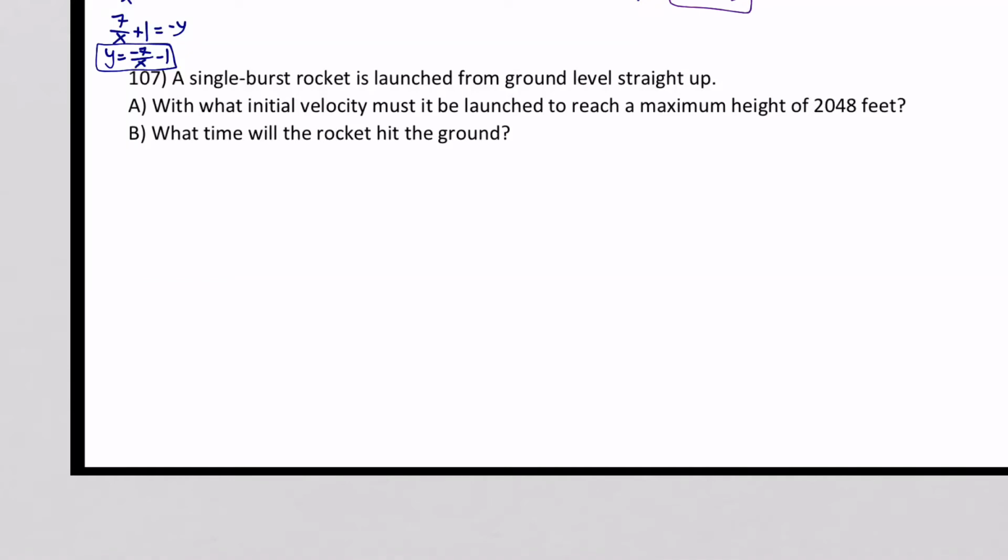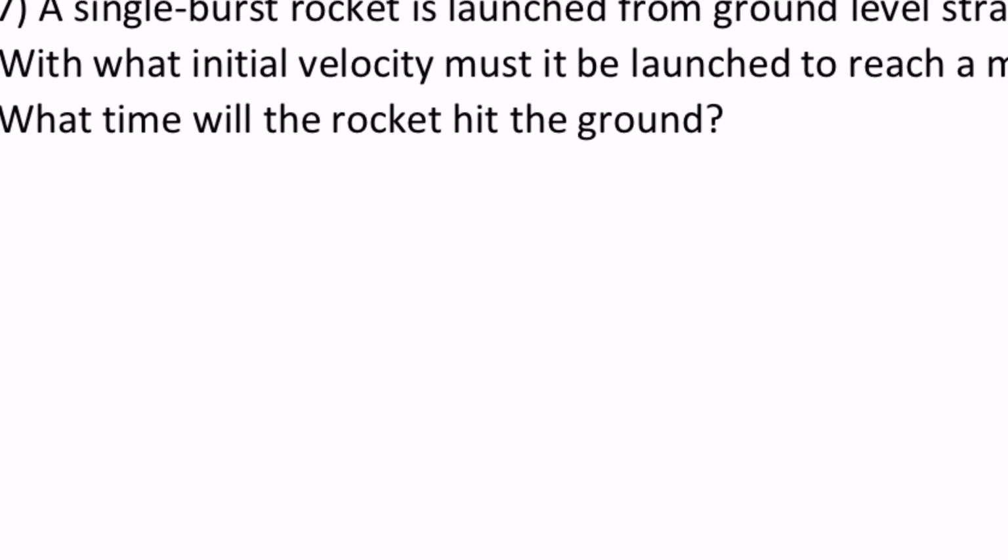Okay, last problem. Pretty exciting. A single burst rocket is launched from ground level straight up. With what initial velocity must it be launched to reach a maximum height of 2048? We've done this problem a bunch of times.